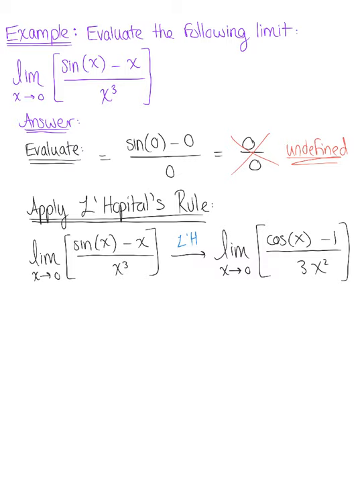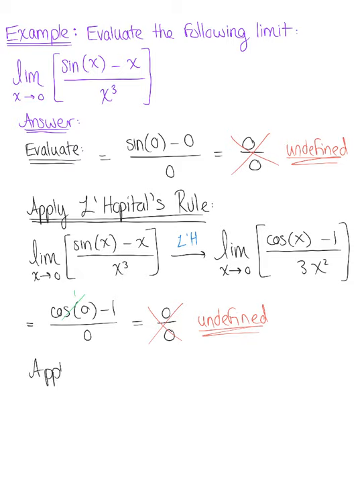And again, remember, we always have to evaluate in between. So this is cosine of 0 minus 1 over 0. And since we know cosine of 0 is 1, we end up with 0 over 0, which again we know is undefined. Right? It's an indeterminate form. So we can go ahead now and apply L'Hopital's rule again.